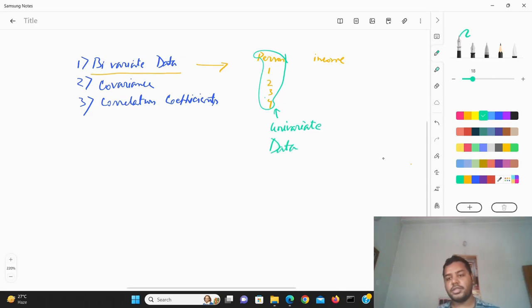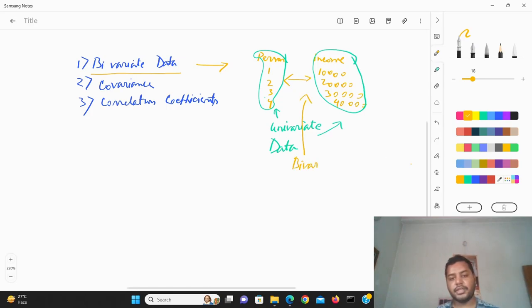But along with this, if you have a data set of their income, like suppose 10,000, 20,000, 30,000, 40,000, then this is going to be another univariate data. But if you consider both all together, this is going to be bivariate data.